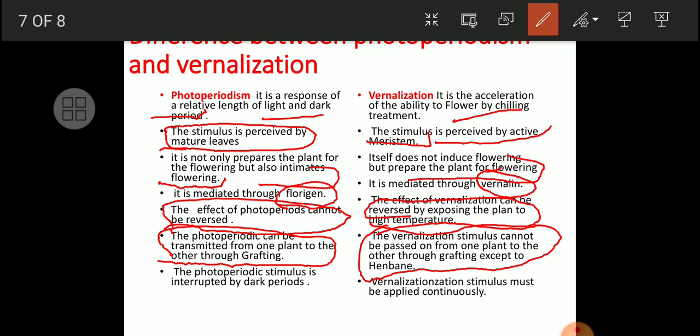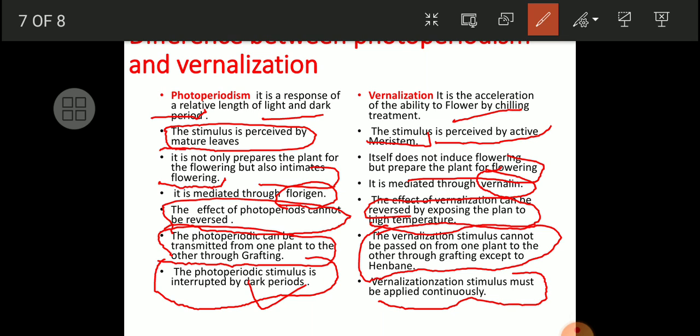Now, the photoperiodic stimulus is interrupted by the dark period. Again, the vernalization stimulus must be applied continuously. If uninterrupted, no flowering is possible in the plant, although that is a vernalized one. Same case with photoperiod: here the photoperiodic stimulus is uninterrupted by dark.